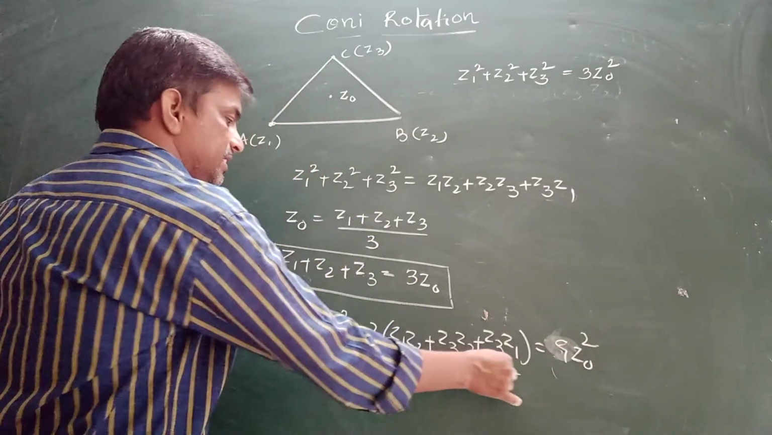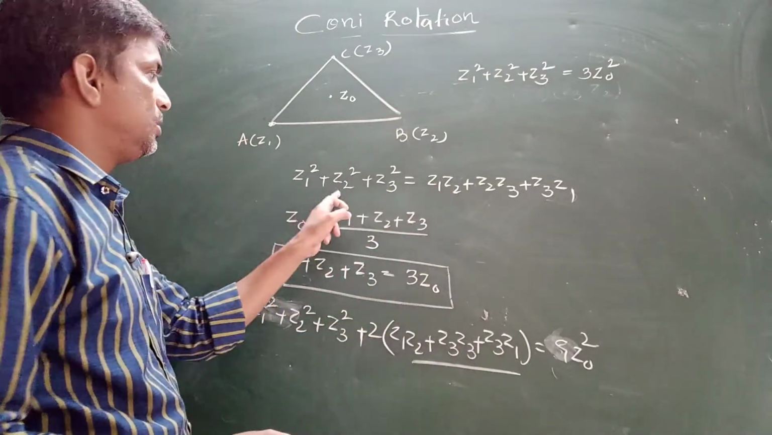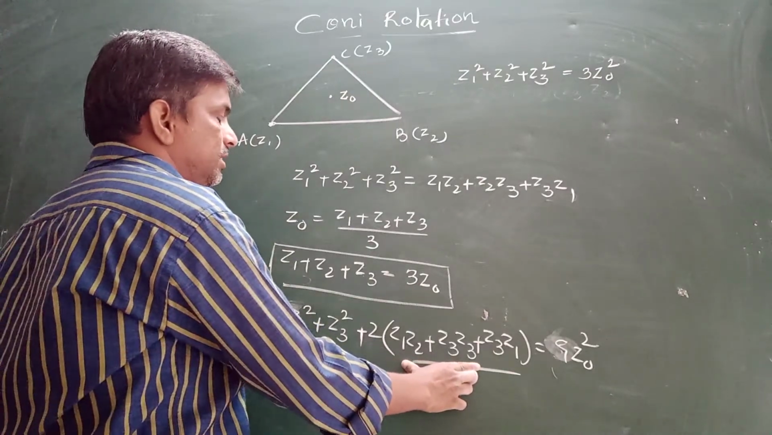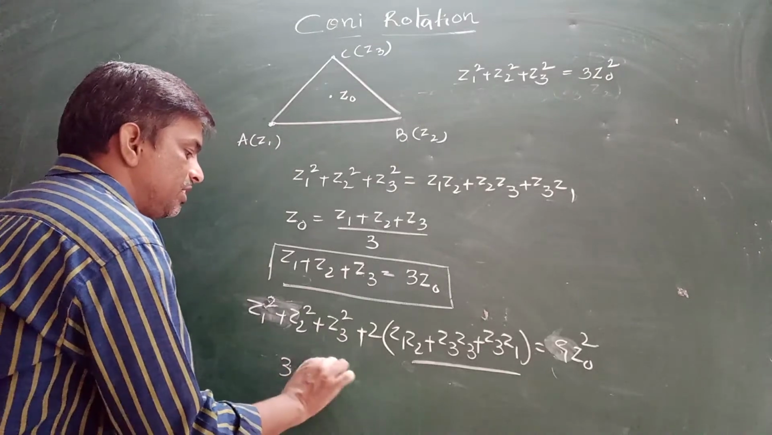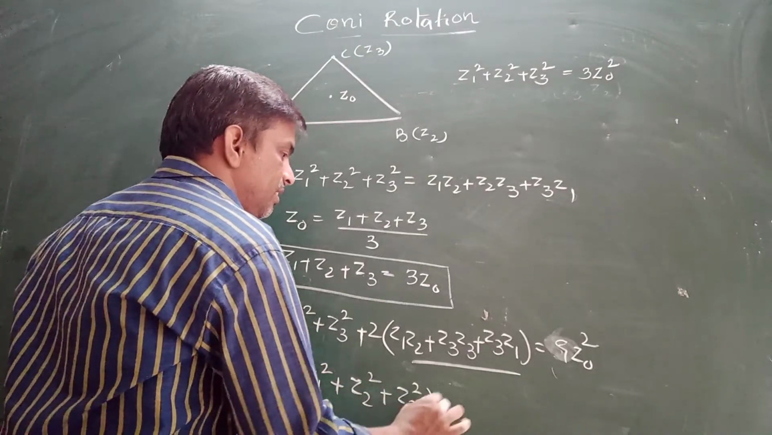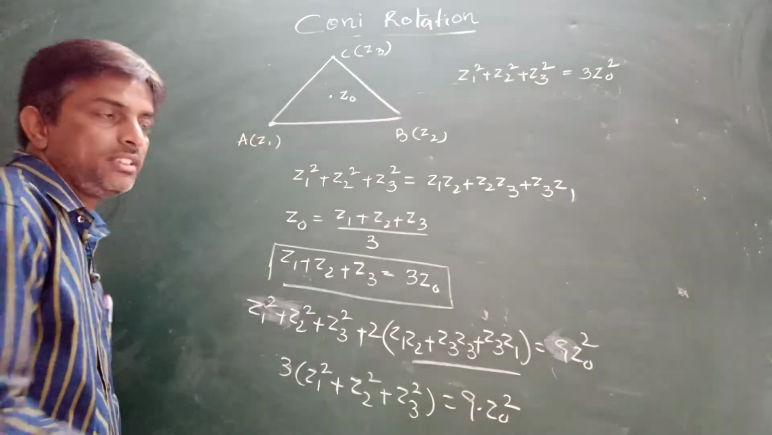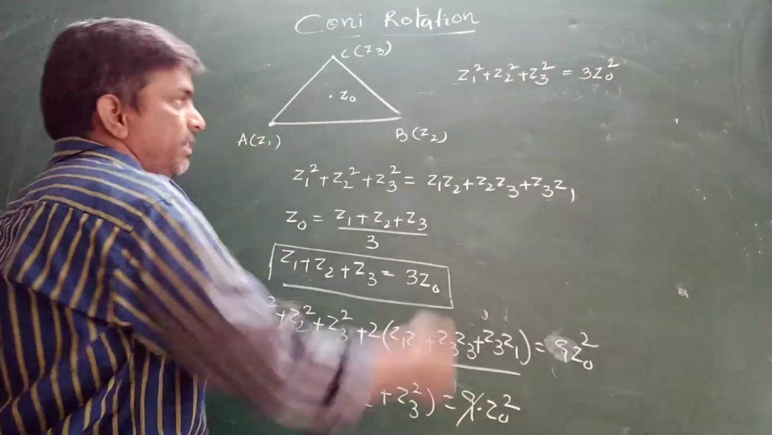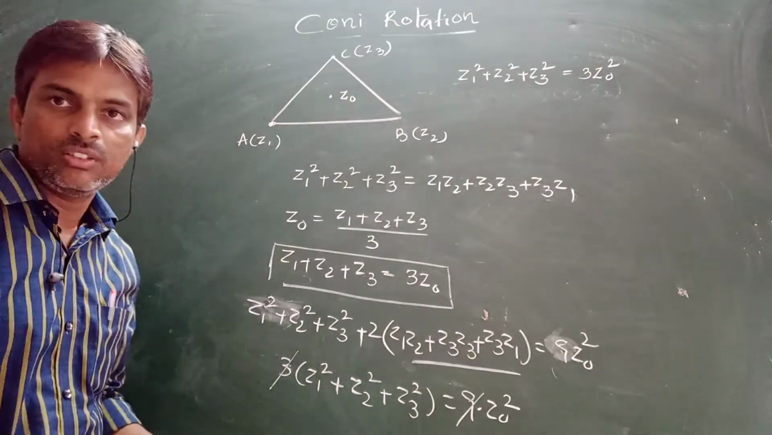But what is this result? This result is 1 2 3. So already 2 is there. 2 times of Z1 Z2 plus Z2 Z3 plus Z3 Z1, and one more, nothing but 3 times of Z1 square plus Z2 square plus Z3 square is equal to 9 times of Z0 square. Cancellation. So therefore 3 times. So therefore my result is Z1 square plus Z2 square plus Z3 square is equal to 3 times of Z0 square.